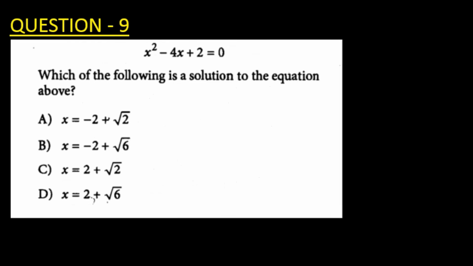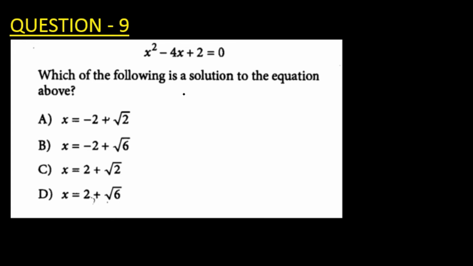Next question, question number 9. You can try pausing the video and solving the question yourself and then checking the answer with me. X square minus 4x plus 2 is equal to 0. Which of the following is a solution to the equation above?